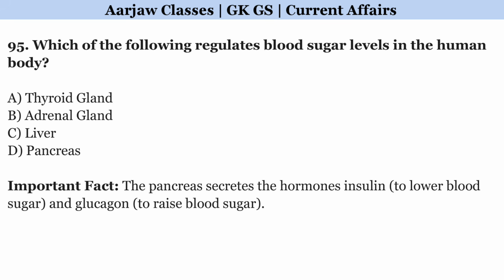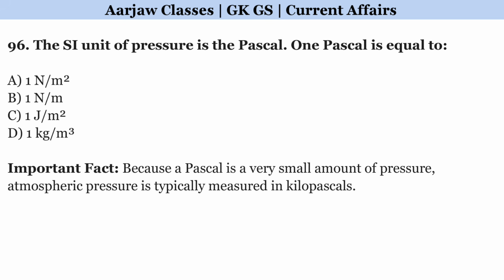Which of the following regulates blood sugar levels in the human body? Correct option is D. Pancreas. The SI unit of pressure is the Pascal. 1 Pascal is equal to?